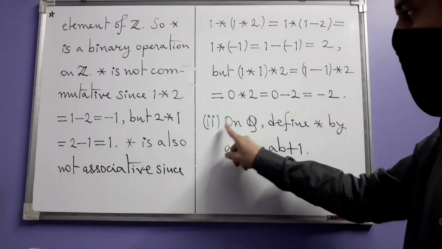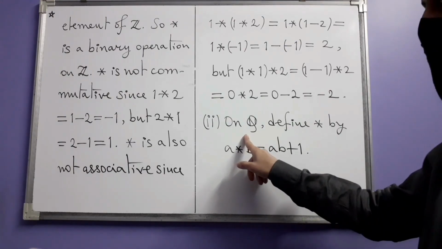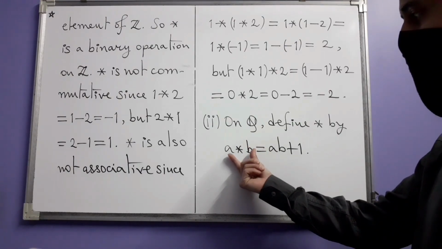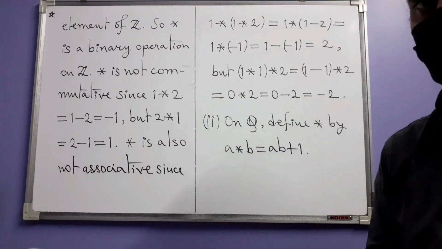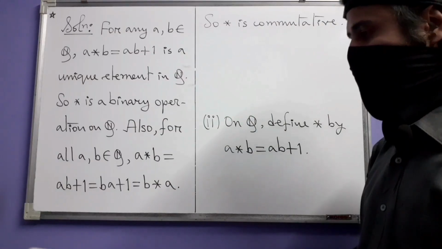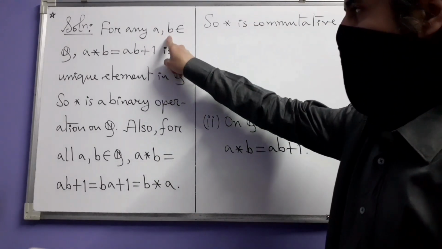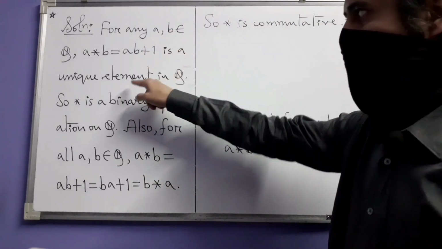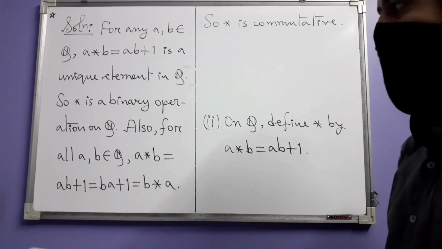Next, part 2. This time the set is Q, the set of all rational numbers. And the operation is this. a star b is ab plus 1, where of course a and b are rational numbers. And it's a legitimate binary operation, obviously. For any two rational numbers a and b, ab plus 1 is a unique element in Q, a unique rational number. That's why.